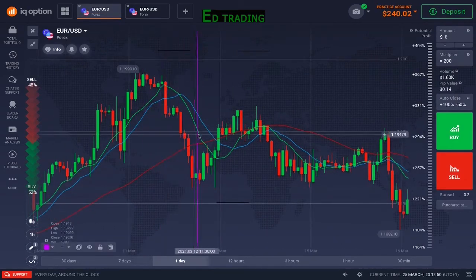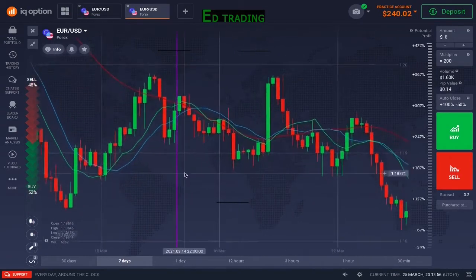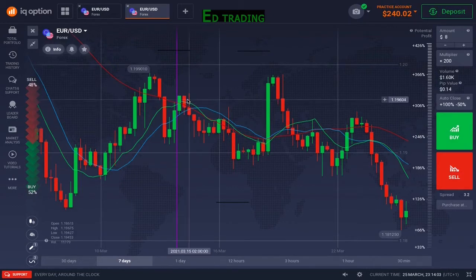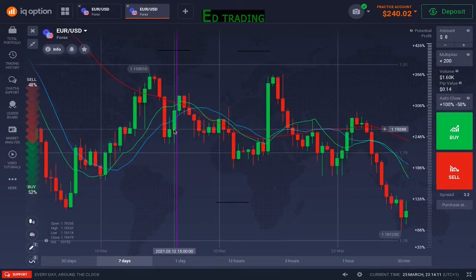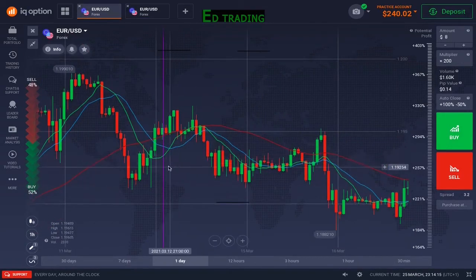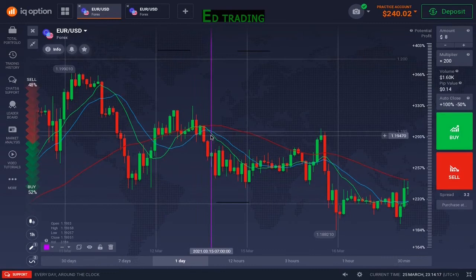So see the cross here again below. Then you look at your 4 hours candle. You see the candles are up. The green moving average is up, the blue is still down. So you avoid taking a sell trade here. You wait for a better signal before taking any trade. So you see a cross here again.